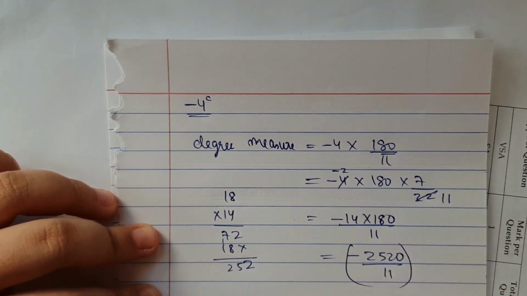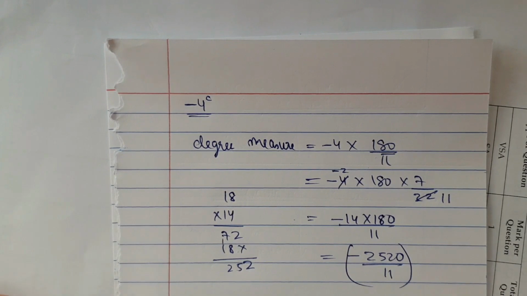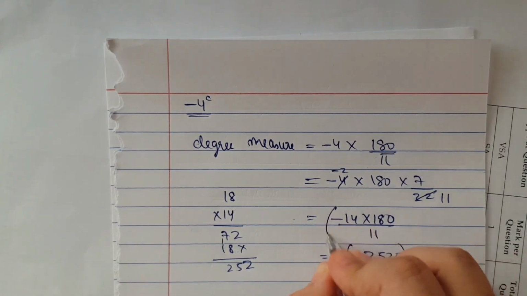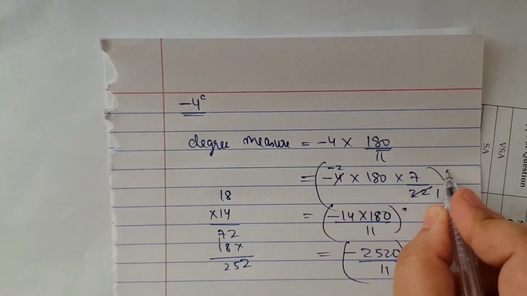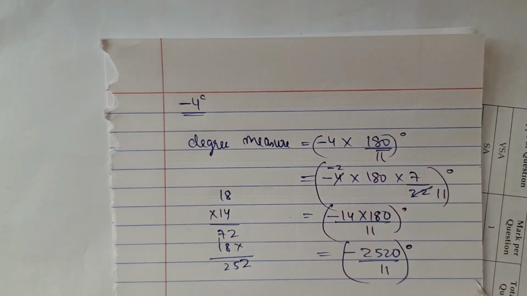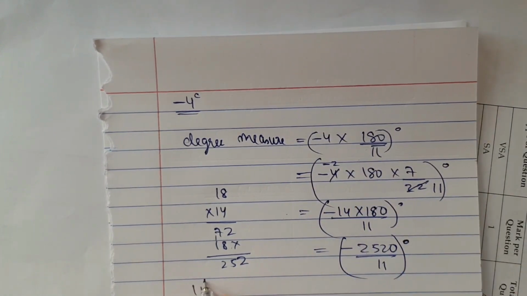This is an improper form. Let's convert into mixed form. It's in degree, remember it, degree. Okay, fine. So it's going to be 2520 divided by 11.